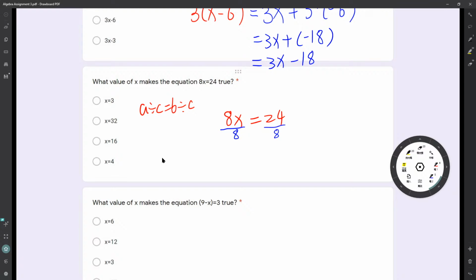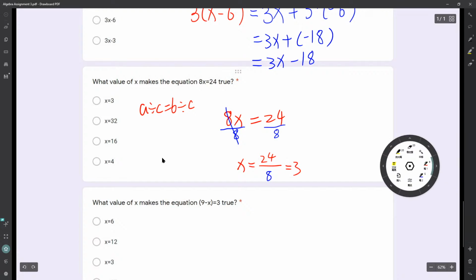And when we do this, you have 8 divided by 8, and that's going to cancel. And you have 1x left. x equals 24 divided by 8. And the answer is so obvious. It's a 3.